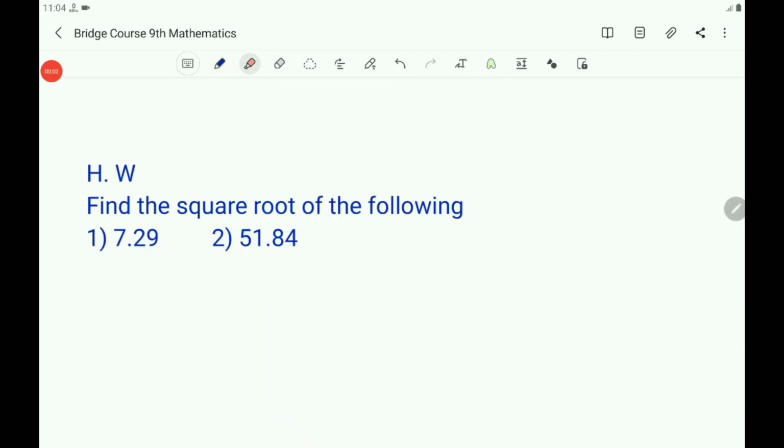Children, here is a homework for you. Find the square root of the following. These are the decimal numbers. Find the square root of 7.29 and find the square root of 51.84, that is by division method.